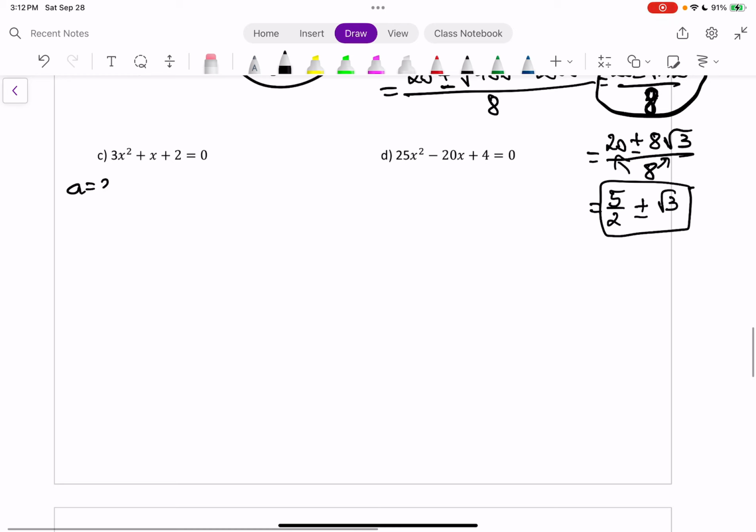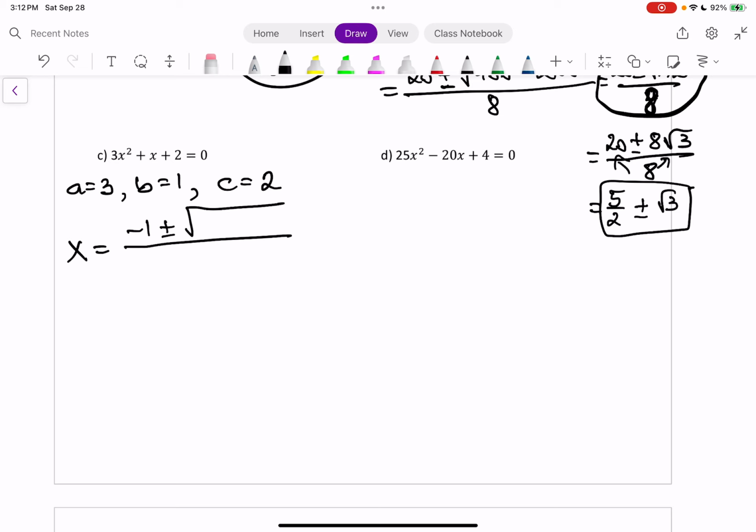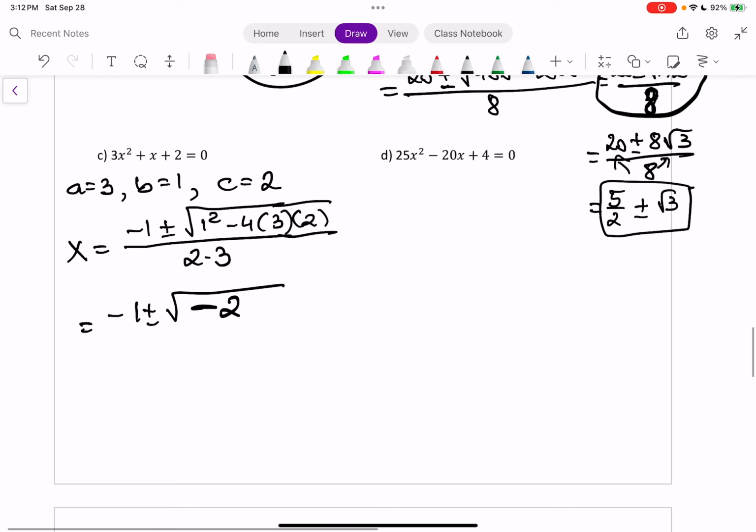A is 3, and again, I very much encourage you to try these problems. Plug it into the quadratic formula and start simplifying, see how far you get. Now, this time, what I'm going to get inside the square root is 1 minus 4 times 3 times 2. That's going to be a negative 23.